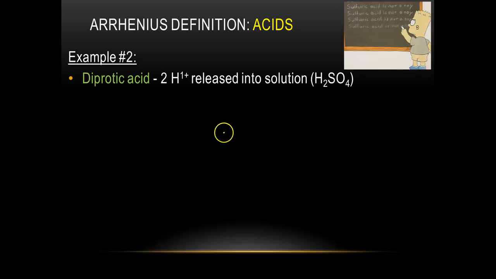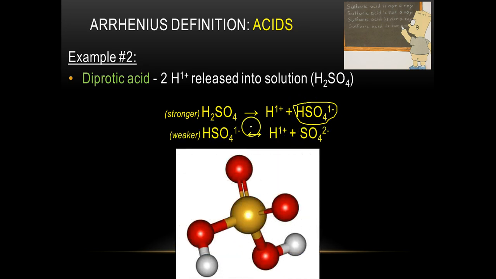Second example, a diprotic acid. This is going to be 2 protons, 2 H+'s released into solution, and our strong acid sulfuric does this. So it actually undergoes two ionizations. It will release the first hydrogen, and you're left with HSO4 with a -1. And then once this is formed, this will undergo a second ionization. And it's weaker. Notice the arrows both ways. And this is just a molecular view of sulfuric acid. So those are some classic examples of Arrhenius definitions.